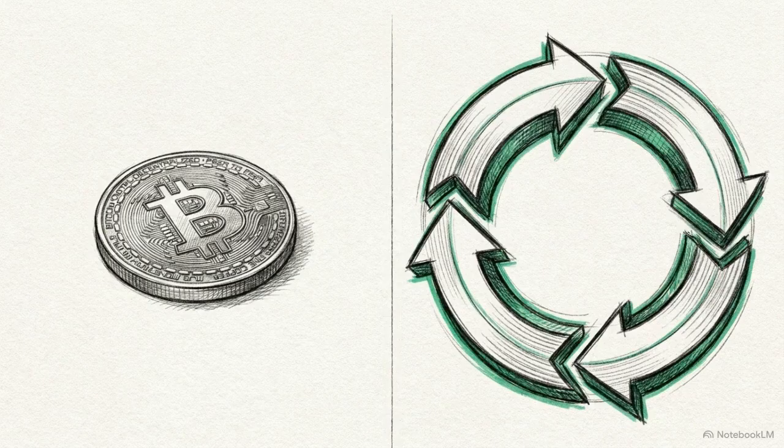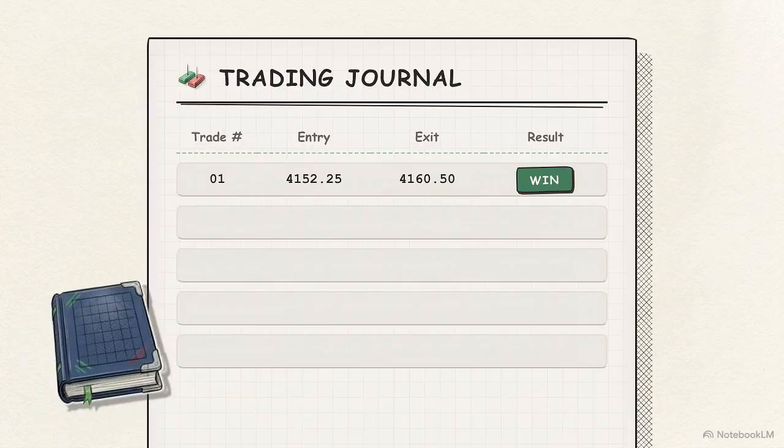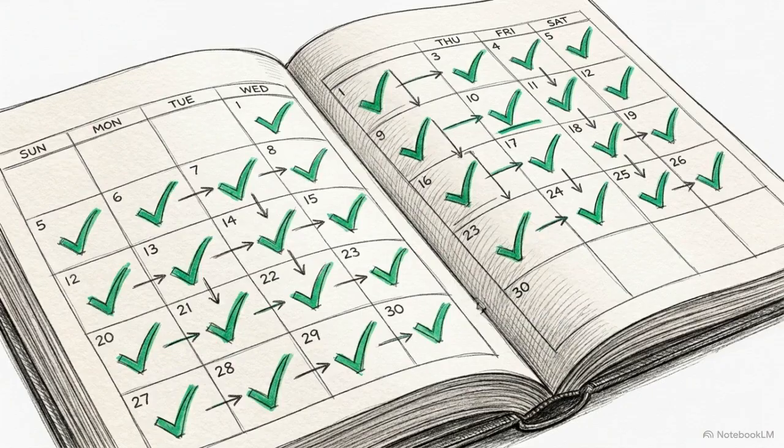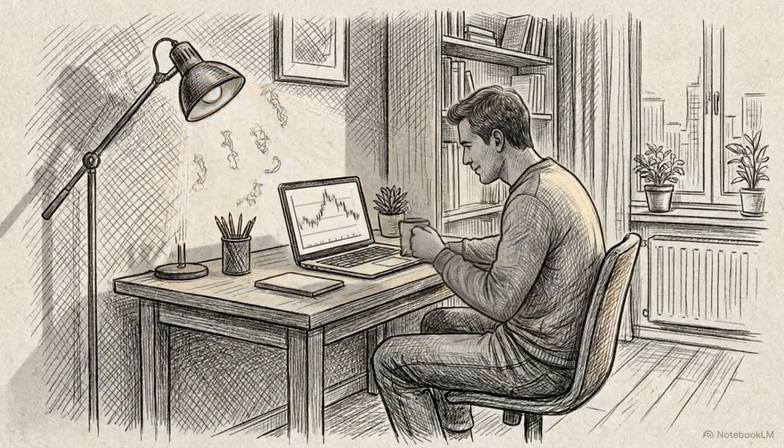It's time to start your loop. Take the records of the 5 past trades you gathered earlier. Enter them into a new spreadsheet right now and calculate your baseline win rate. When you execute this review process consistently, week after week, month after month, you build a system that naturally self-corrects, and you will never have to rely on luck to make a profit again.